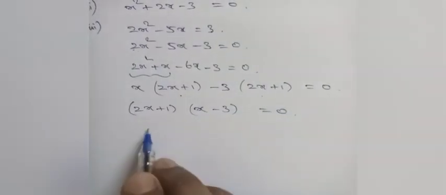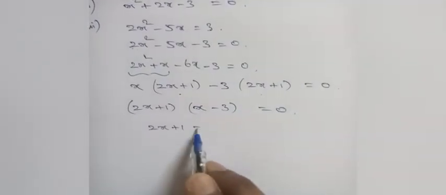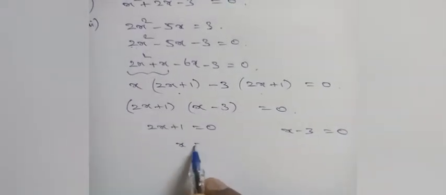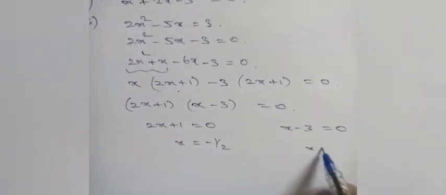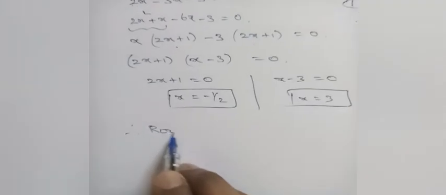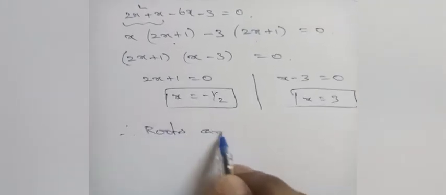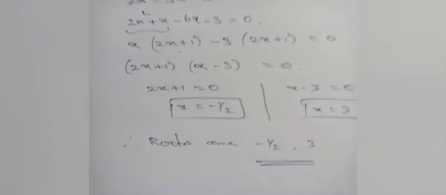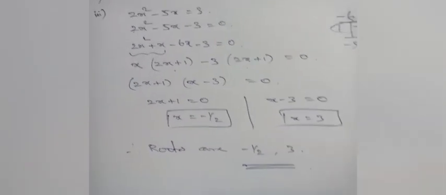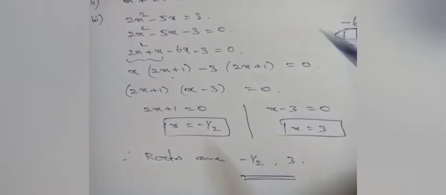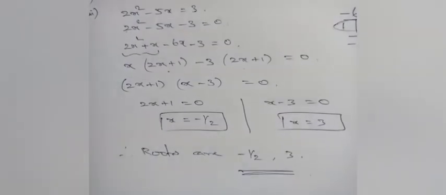So individually make it equal to 0. 2x plus 1 is equal to 0, x minus 3 is equal to 0. So x is equal to minus 1 by 2, and here x is equal to 3. So the roots are minus 1 by 2 and 3. That's all. Two roots you will get. For a quadratic equation you will get two roots. That is, the degree is 2, so we are getting two roots.